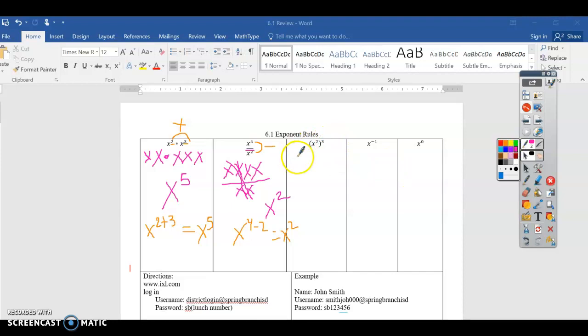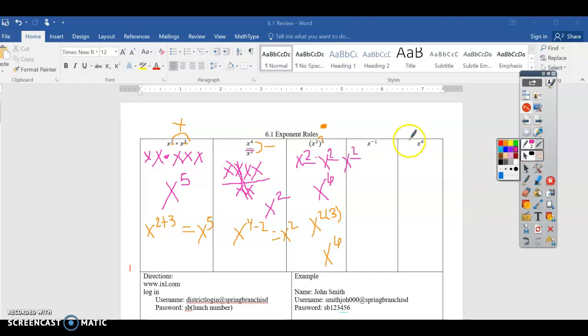x squared to the third power, so that means I have 3 x squared. So that's x squared times x squared times x squared. So in total, that's 2, 4, and 6. So that's x to the 6th. So this is power to a power. If we have an exponent to an exponent, we're going to multiply them. So I'm going to put a little multiplication symbol right there. So that's x to the 2 times 3, which is x to the 6th power.